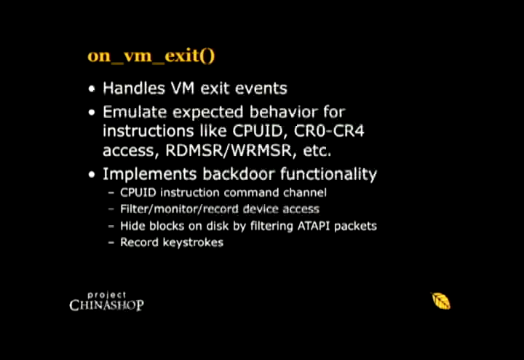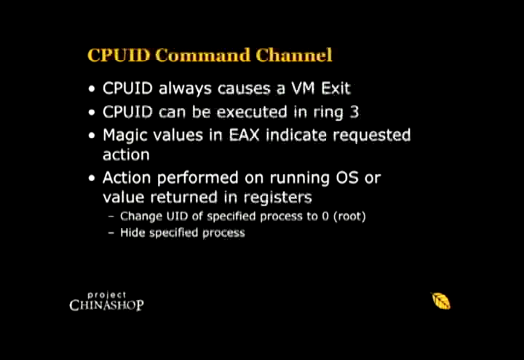Do things like, whenever there's a request to the disk, you look at the request packet, look at the blocks in it, and you use the CPUID instruction to add disk blocks to the hide list. And from there, it'll just filter all the packets. If a request goes in for a hidden block, it'll make sure that it gets a null block. Do the same thing, at least on the MacBooks, for USB to record keystrokes, and do all this stuff.